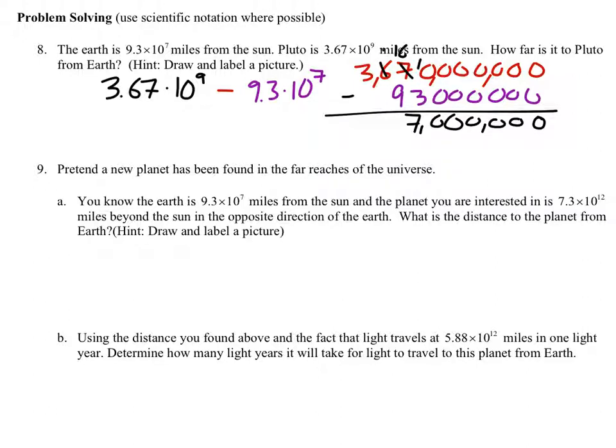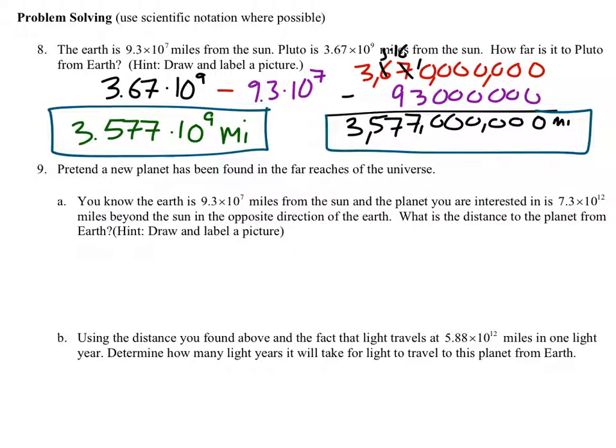So 1, 5, 7, 5, 3. So we can see that the distance from Earth to Pluto is approximately 3,577,000,000 miles. But just in case it does want it in scientific notation, 3.577 times 10 to the power 9. Also, don't forget to label that in miles.